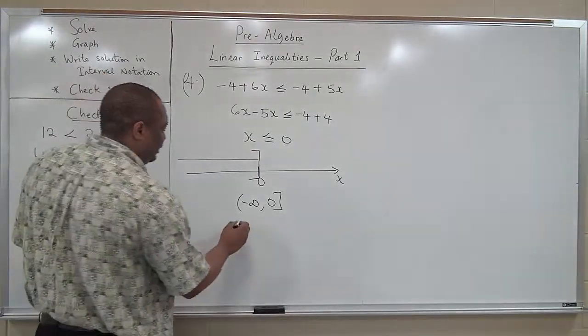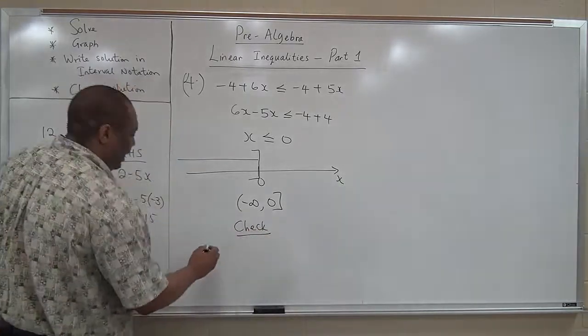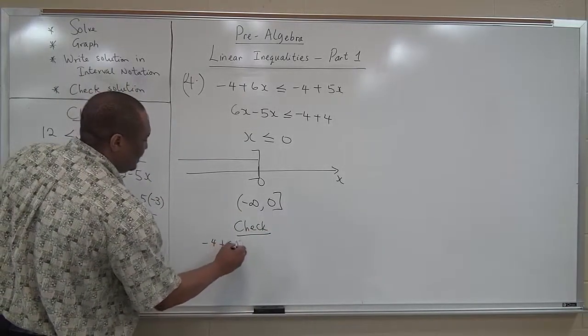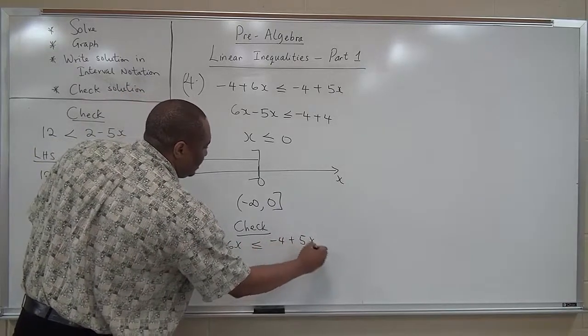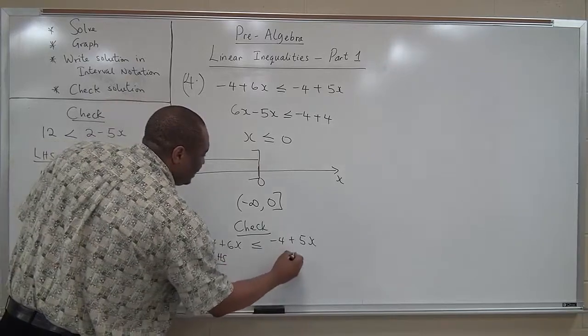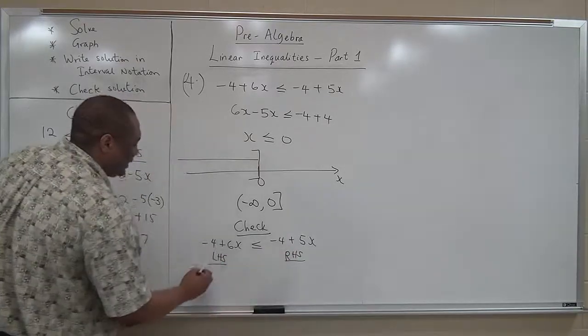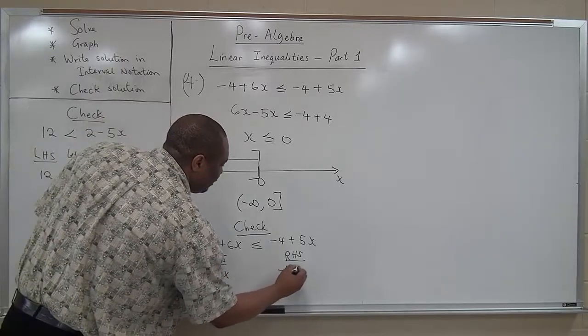Then let us check it. We check with the main problem. We write negative 4 plus 6x less than or equal to negative 4 plus 5x. We have our left-hand side and our right-hand side. Left-hand side is negative 4 plus 6x. Right-hand side is negative 4 plus 5x.